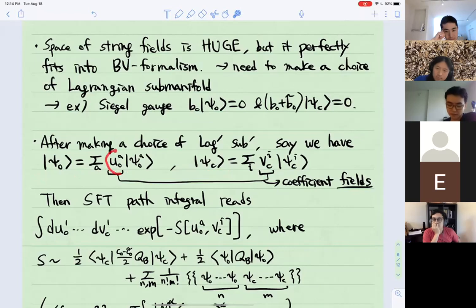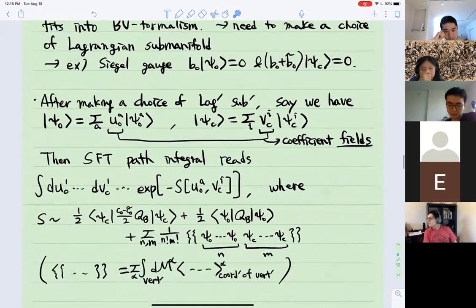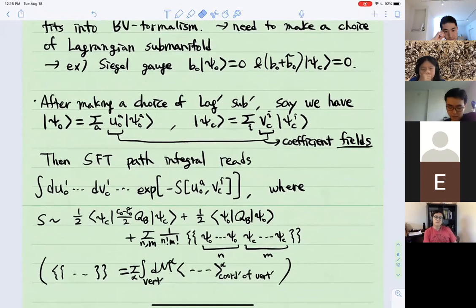And there's some coefficient. To be precise, these are what we should be calling string fields instead of states, but we actually use the terminology interchangeably between the two. And BV formalism tells you what the path integral should look like. So the path integral looks like this. You have to integrate over all these string fields, all these coefficient fields.